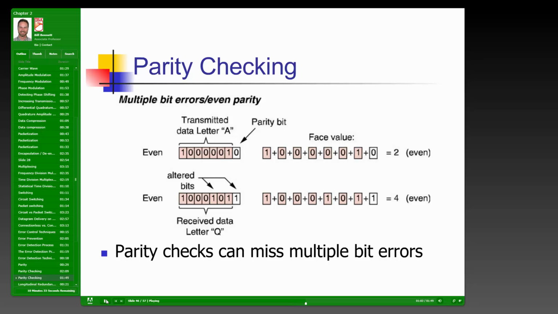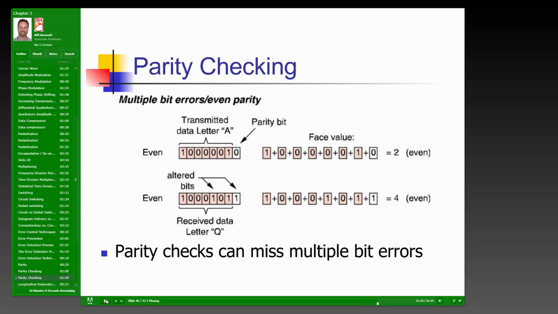the transmission. So on the receiving end, the receiving device adds up all the bits and says, well, that's 4. 4 is an even number. We're using even parity. There must not have been an error. So the Q is the letter it thinks it should be receiving, when A was the letter it should have been receiving. So that's the problem with parity: it's simple and very cost efficient.